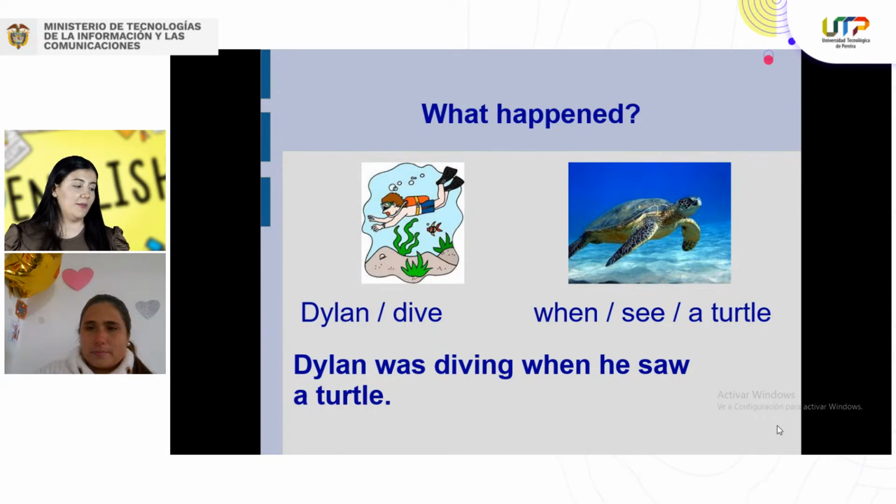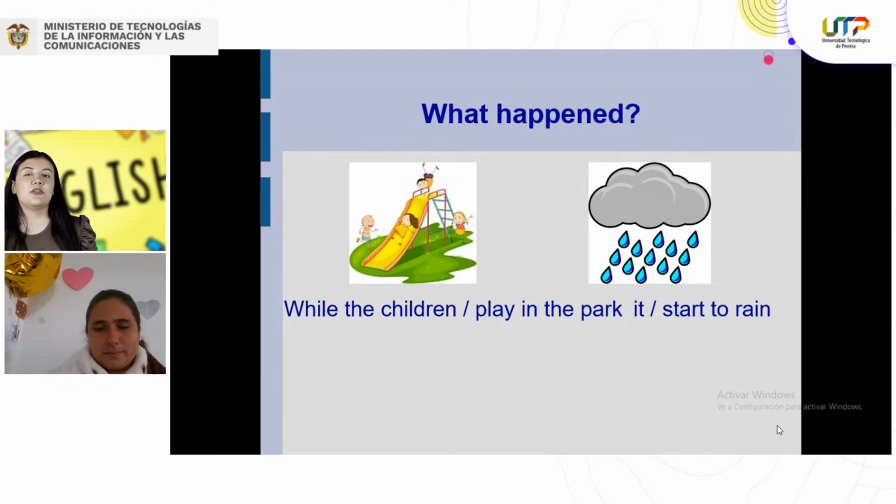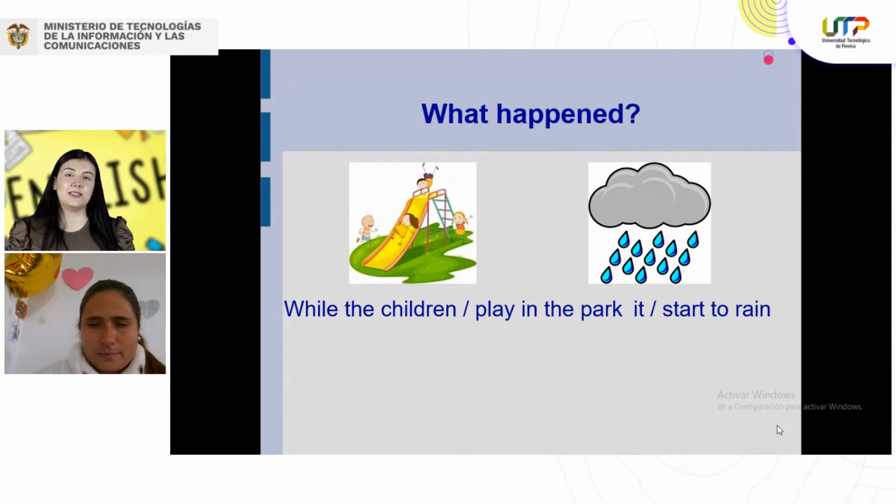Entonces, ¿cuál es el último ejemplo? El siguiente. Algo que sucede comúnmente, ¿sí? Cuando se empieza a llover en el lugar donde vivimos. Entonces tenemos the children, ¿sí? The children play in the park como primera opción, primer evento. Y después tenemos it start to rain. What do you think is the correct complete sentence? What is the interruption in this case?